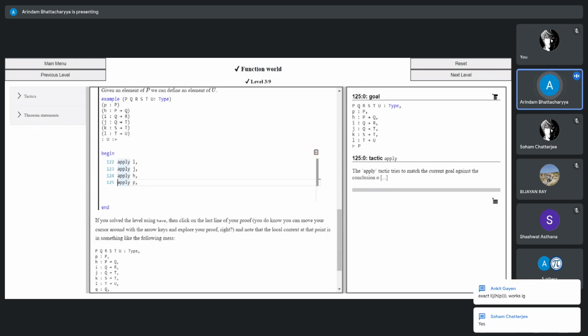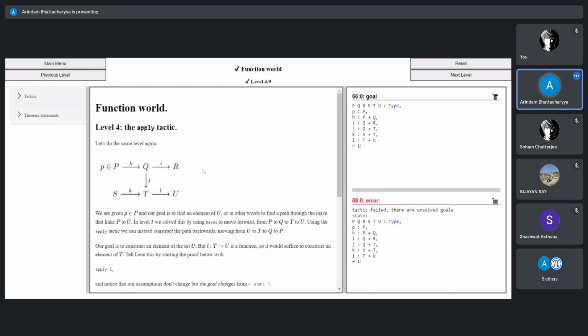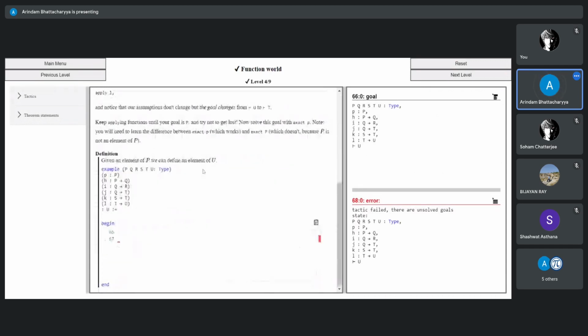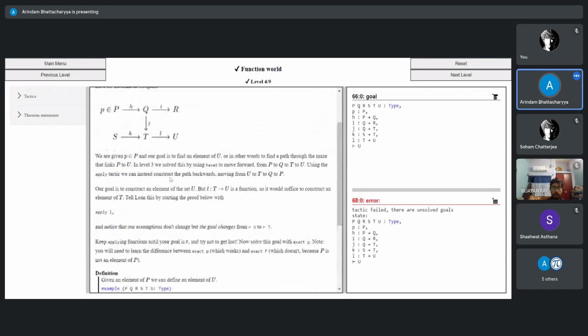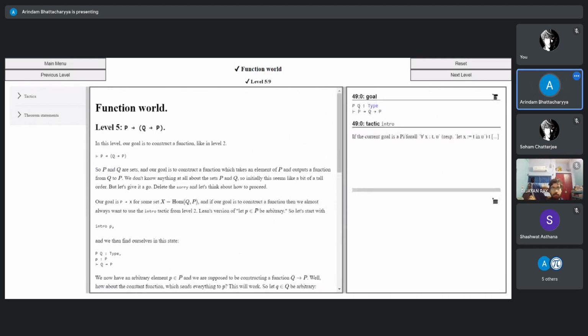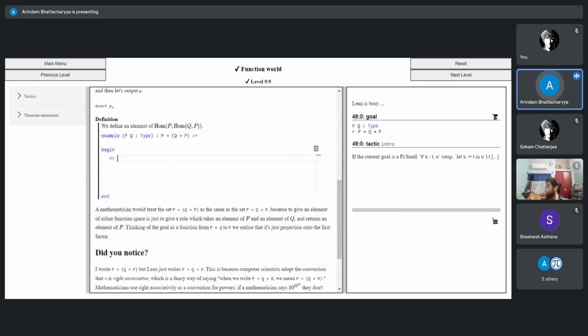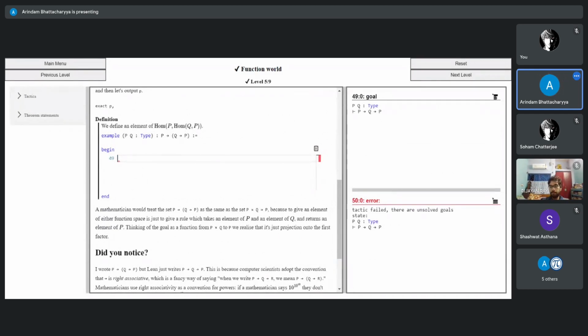Yeah, that also works, but exact L of J of H of P looks a bit bad. I actually have it here as well. Apply tactic. So I won't do it like this since you already did it. We'll go on to the next level. This is nice. So this actually gives you a nice idea of how functions work on sets and proofs work on propositions.